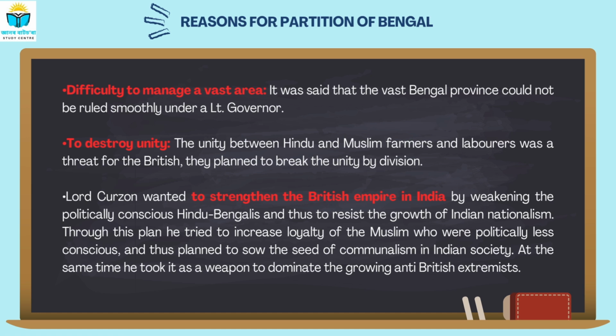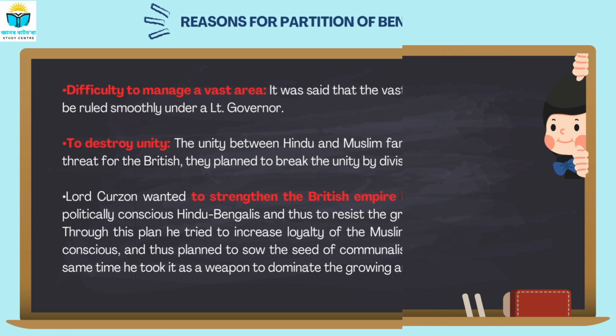To weaken nationalism and encourage communal loyalty. Lord Curzon wanted to strengthen British rule by weakening the politically conscious Hindu Bengalis, who were leading the nationalist movement. At the same time, he hoped to gain the loyalty of politically less active Muslims, thereby sowing the seeds of communalism in Indian society. This move was also seen as a tactic to suppress the growing influence of anti-British extremists.